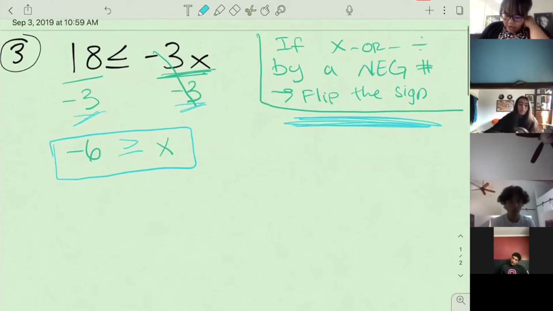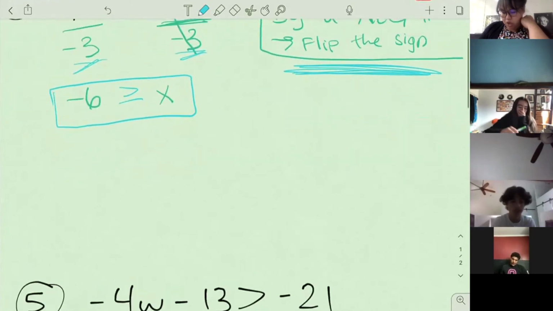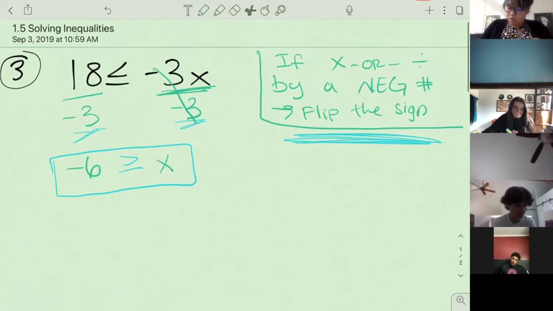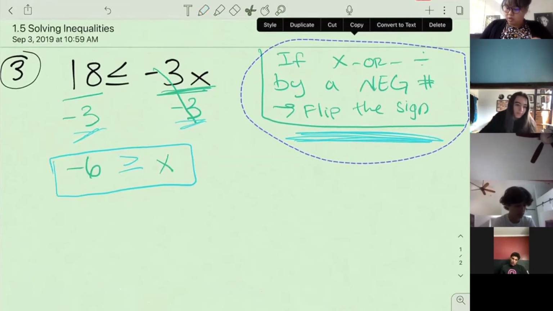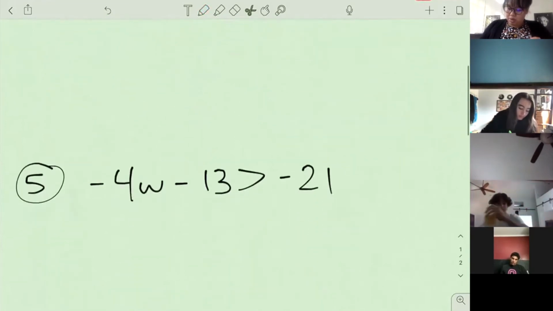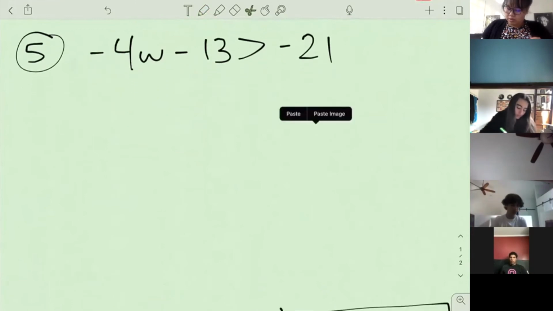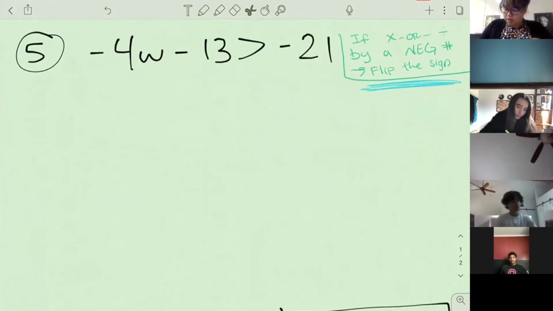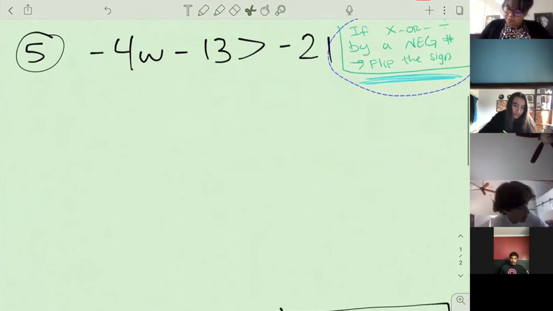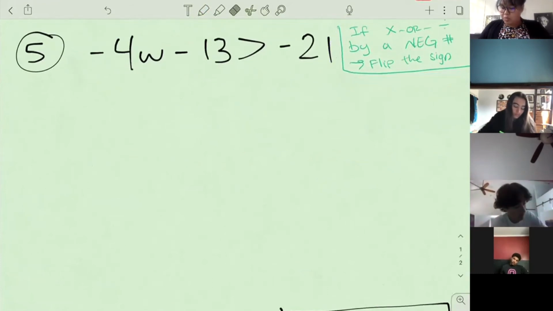Fantabulous. Okay, so why don't you try? I'm going to bring this rule here, right here for you. Okay, try this problem. I want you to solve it and then we'll solve it together.